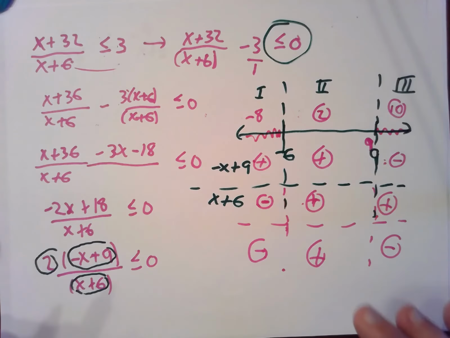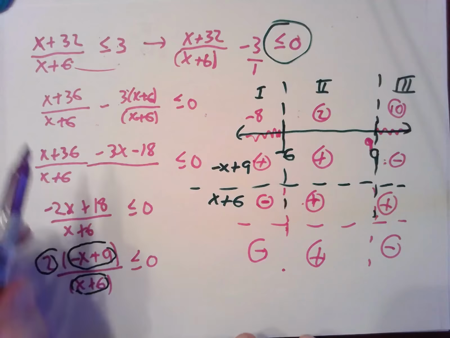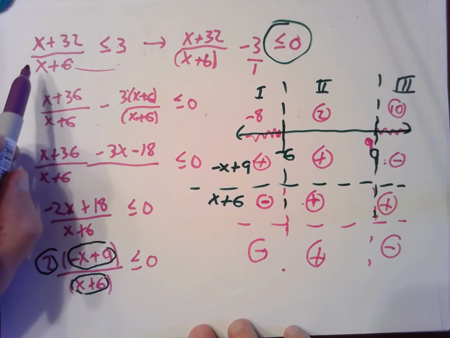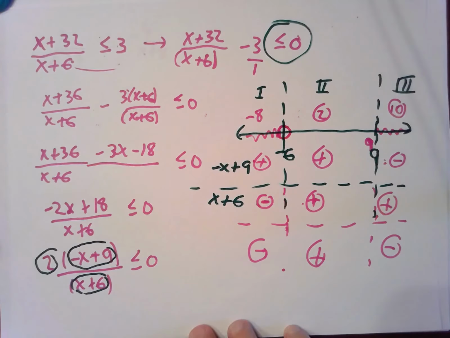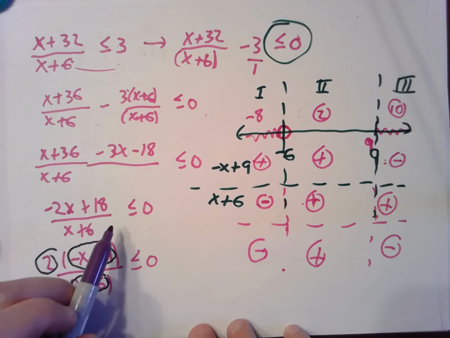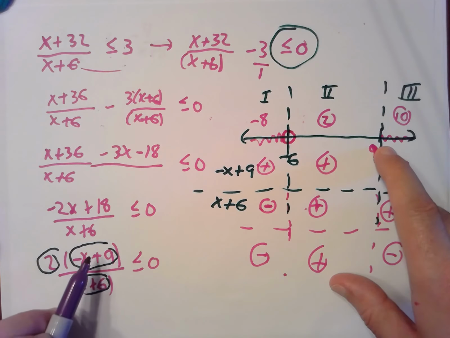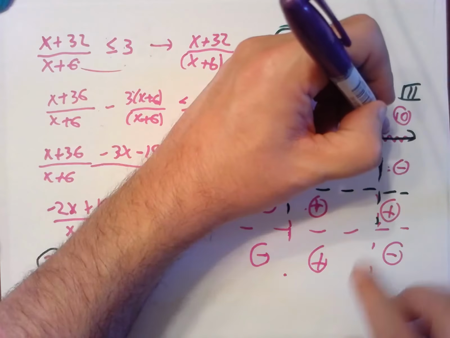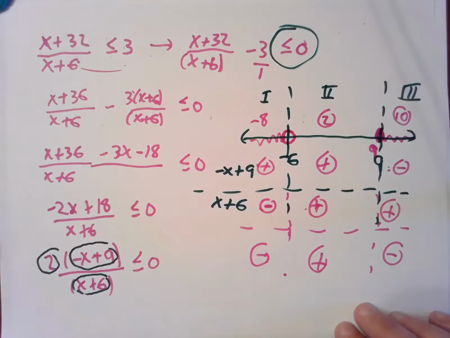I got to be really careful with my endpoints now, though. Anybody that makes the bottom 0 is automatically excluded. Who makes the bottom 0? -6. He has to be an open circle. Has to be. Okay, what about the 9? 9 made the top 0. That's okay. I'm allowed to have 0 on top. In fact, I want 0 on top. So that's a closed circle. Tops are okay, bottoms are not.